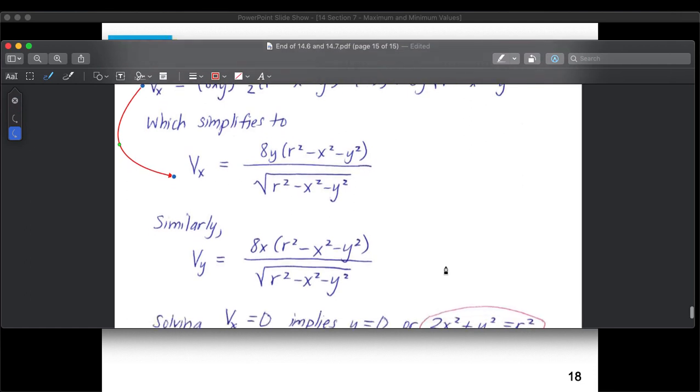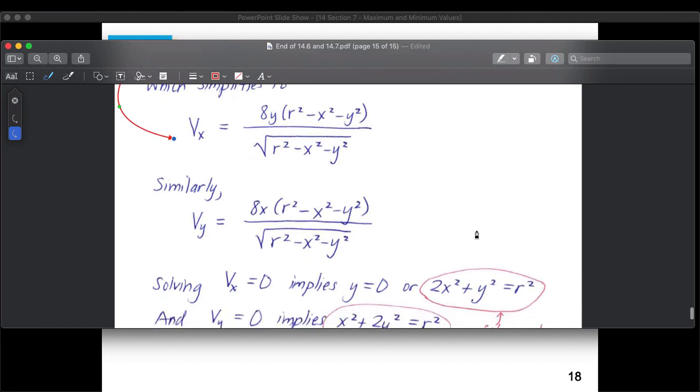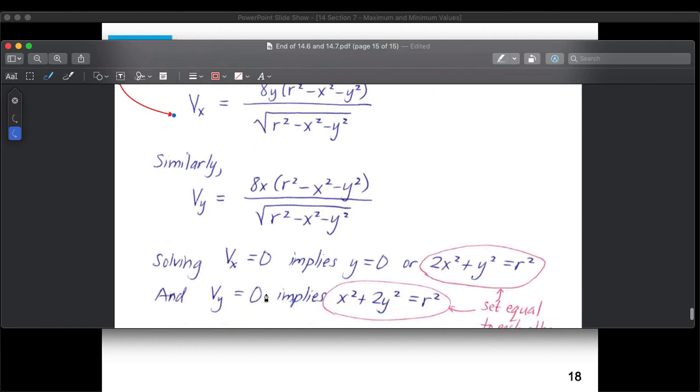Once again, set them both equal to 0. Now, if I set the first one equal to 0 and I cross multiply, it's going to imply either y equals 0 or 2x squared plus y squared equals r squared. And again, I would advise you to go ahead and set this equal to 0 yourself. Cross multiply, and basically the second factor set equal to 0 will give you this. Also, if you set the other equal to 0, you end up getting this.